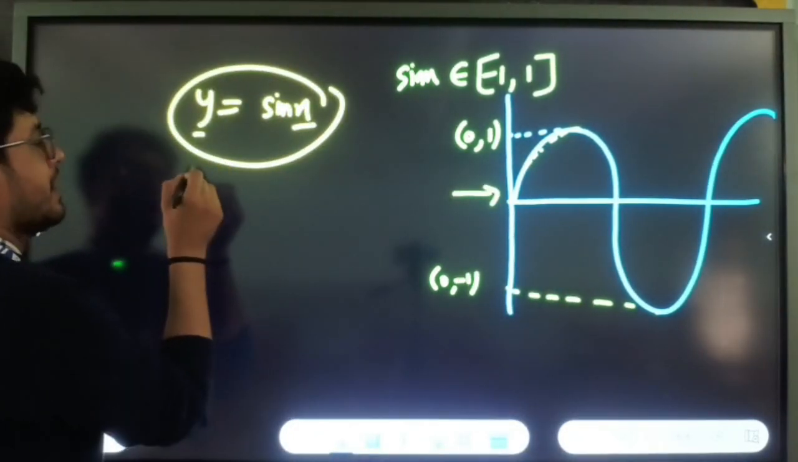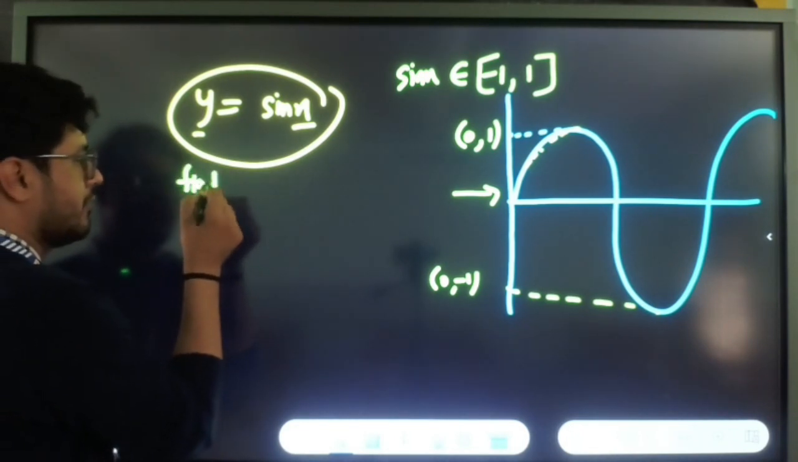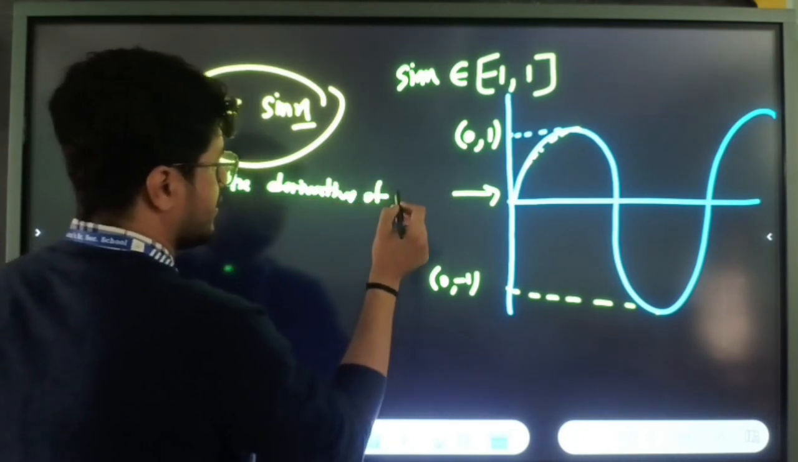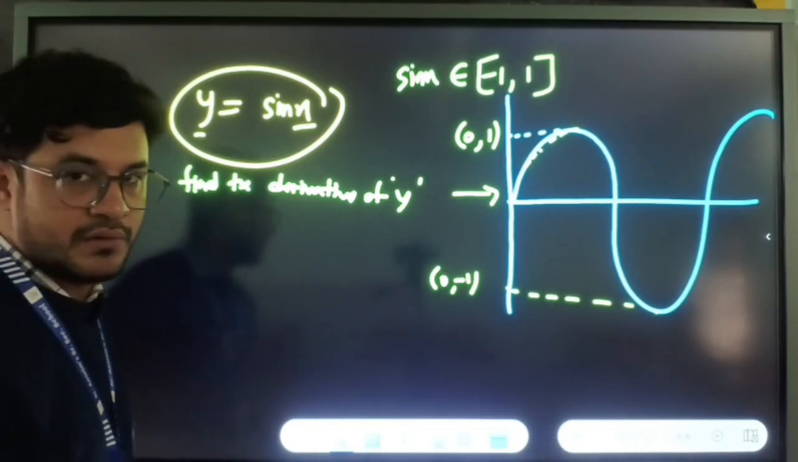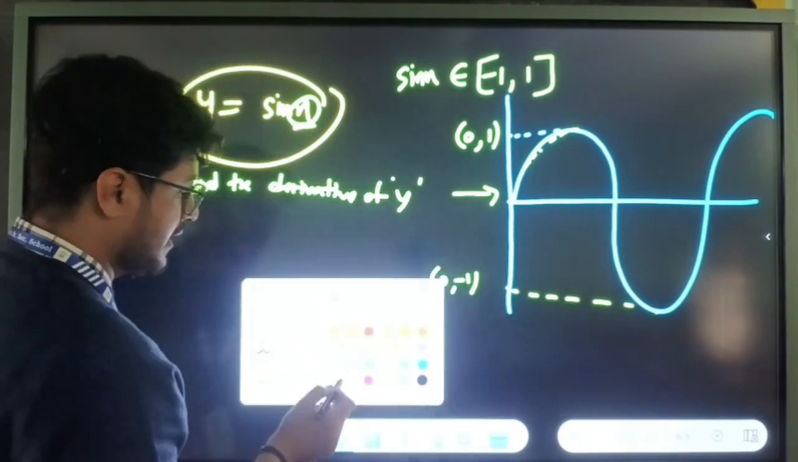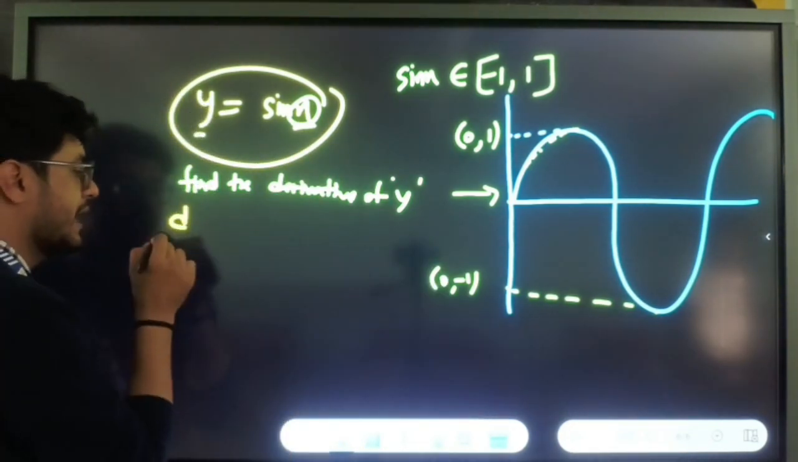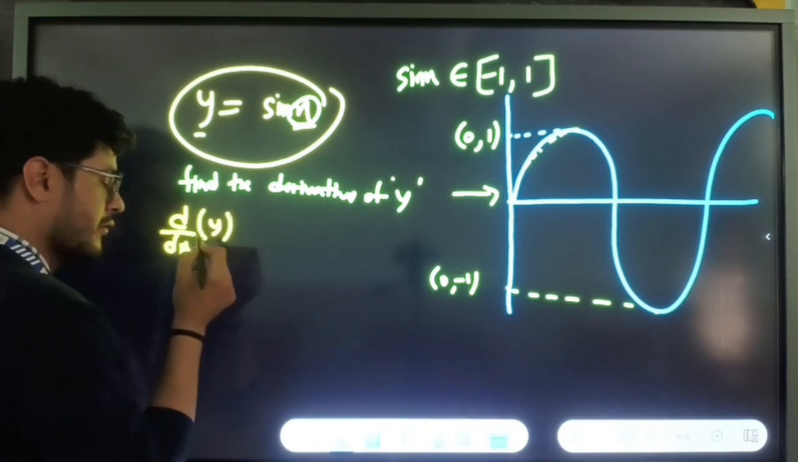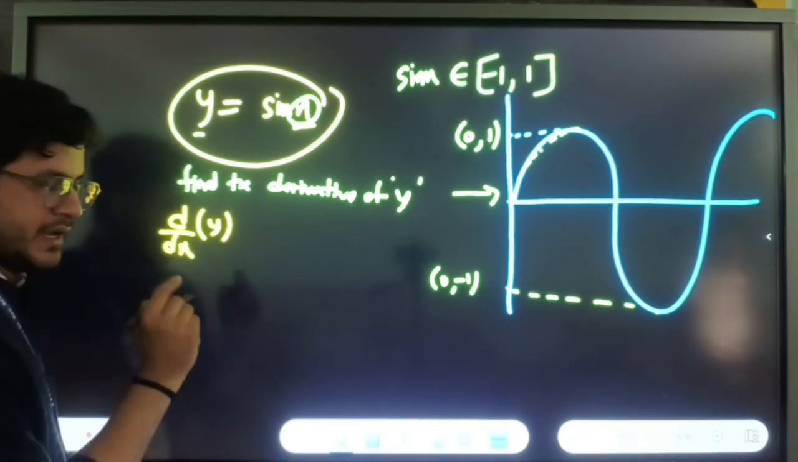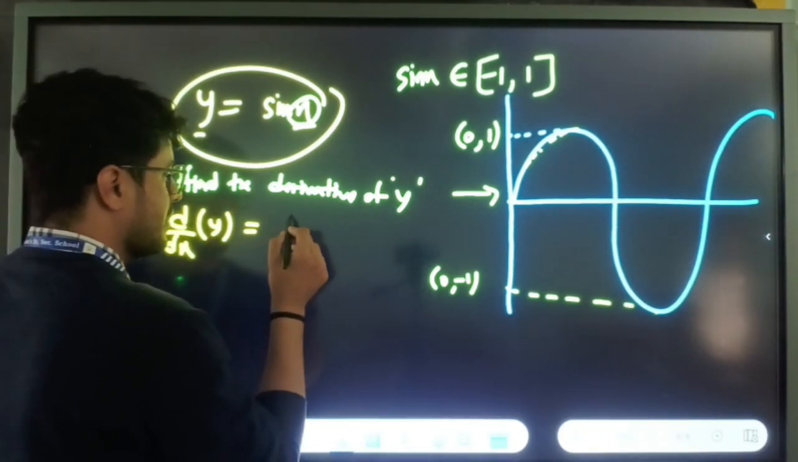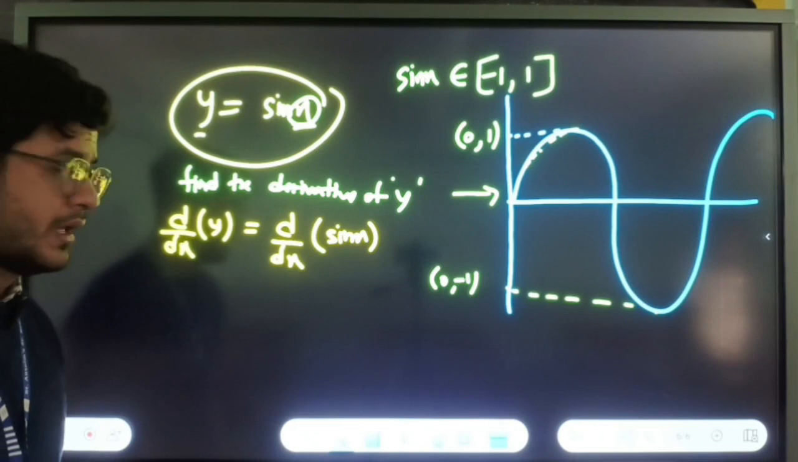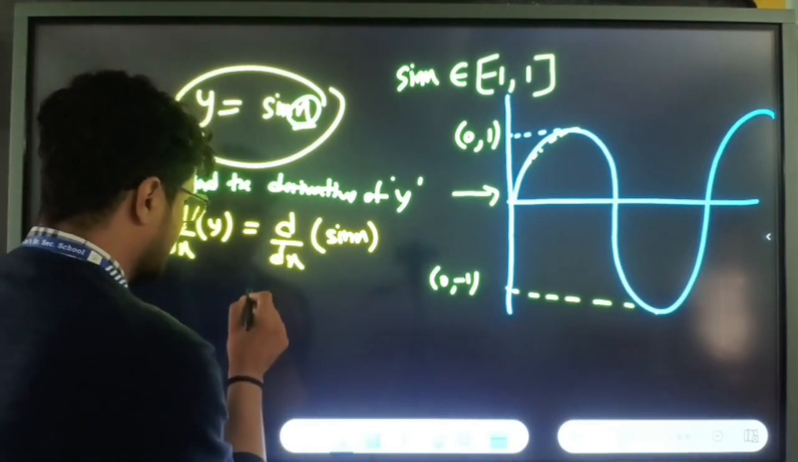Okay, so the question says: find the derivative of y. So as I said, with respect to which variable? Here the variable is x, so we'll find the derivative with respect to x, not y. So I'll write d by dx of y, with respect to x. So dy by dx, d by dx on both sides, that is sin x. And the derivative of sin x is a standard result, that is cos x.